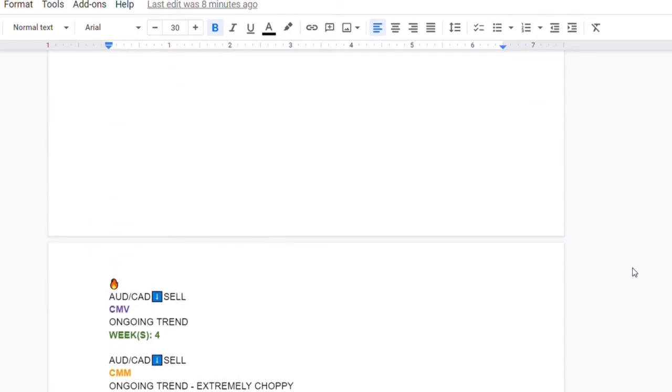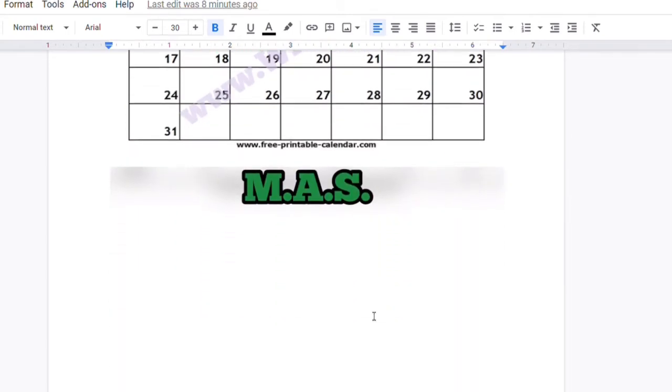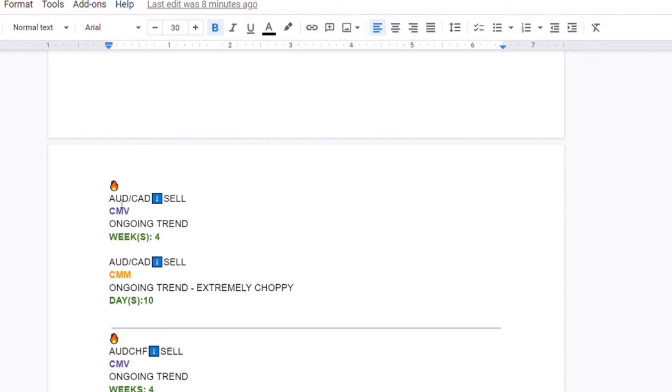Now, I mentioned before I got to the laptop that I would go over the different markets that are being expressed on this report. We have the Forex market. With the Forex market, what we're going to find are Forex instruments. These are Forex instruments, or currencies, fiat currencies from around the world that are being traded.